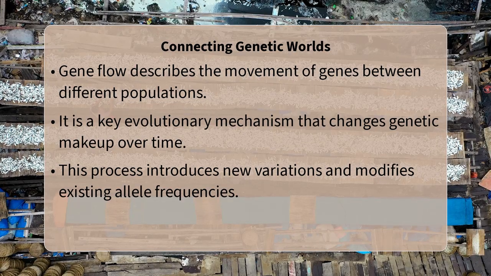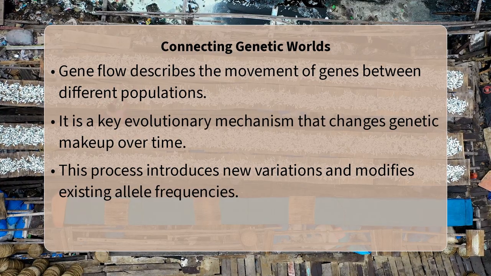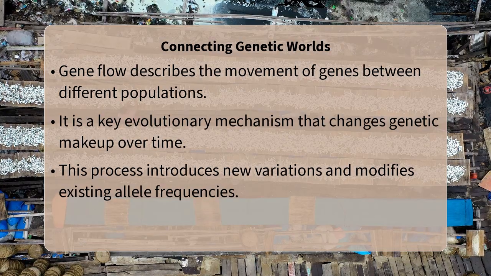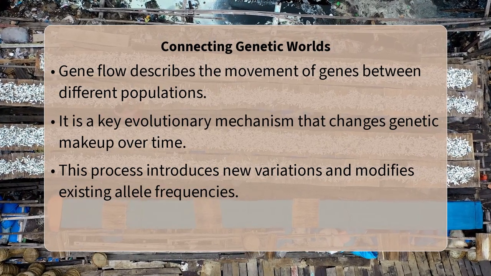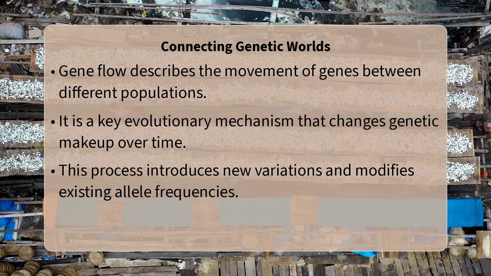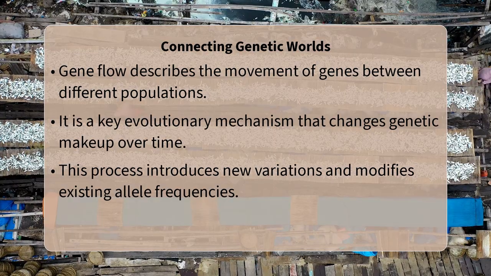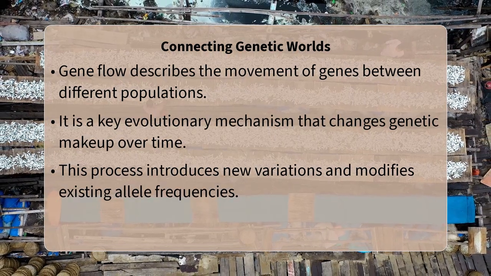Have you ever wondered why populations that live close to one another often share similar characteristics, even if they started out quite distinct? Or how a new beneficial trait might spread across a wide geographical area, seemingly defying isolation? The answer often lies in a fundamental evolutionary process called gene flow.